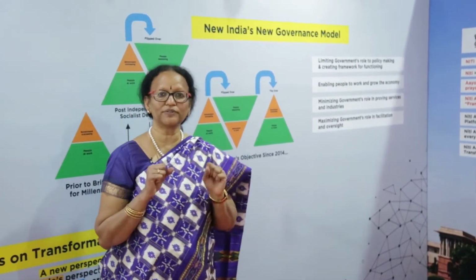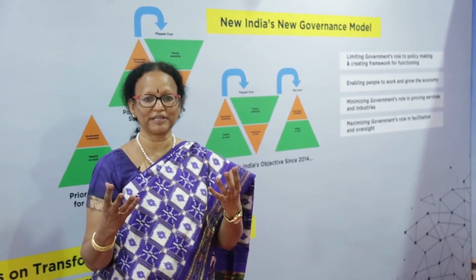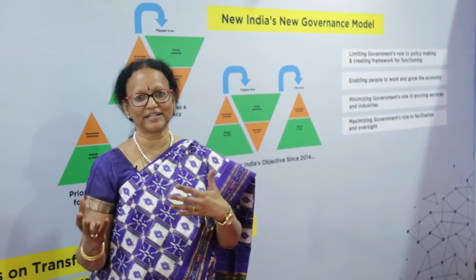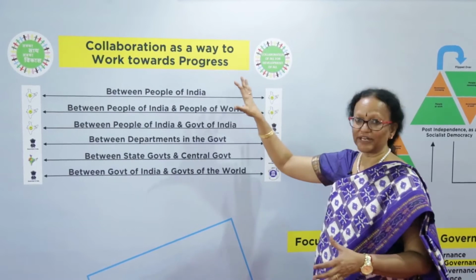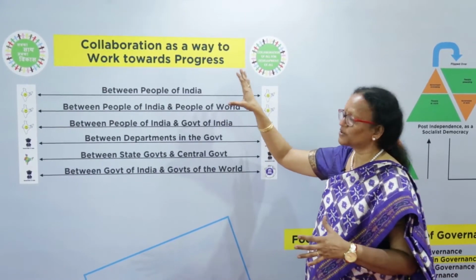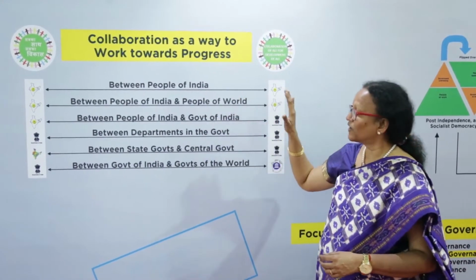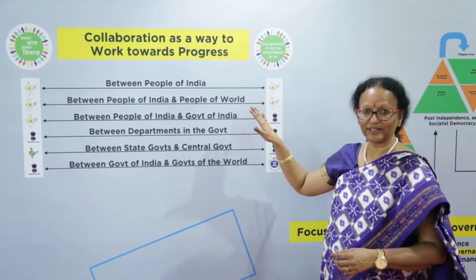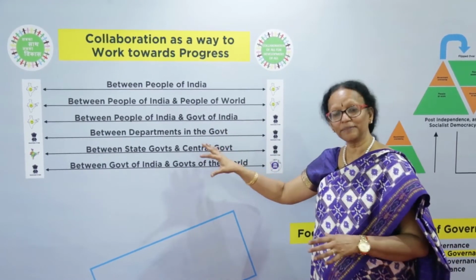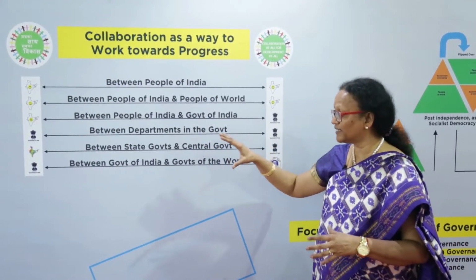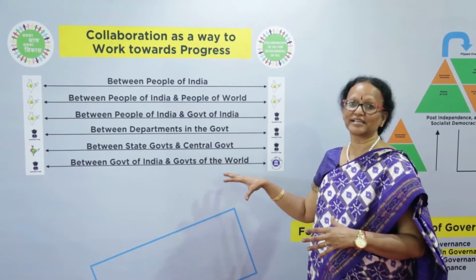And the model it has chosen for this is collaboration. The beautiful slogan for this that has been coined by the PM is Sabka Saath, Sabka Vikas. So, collaboration of all for development of all. When we say collaboration, it is collaboration at many levels. It is collaboration between the people of India themselves, between people of India and people of the world, between people and the government in India, between the departments within the government in India, between the state governments and the central government, and between the government of India and the various governments of the world.